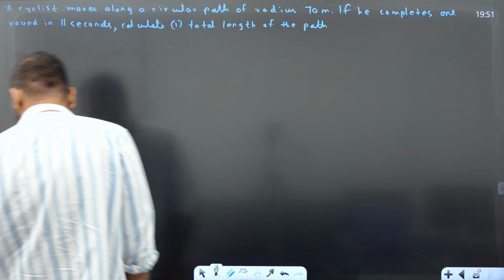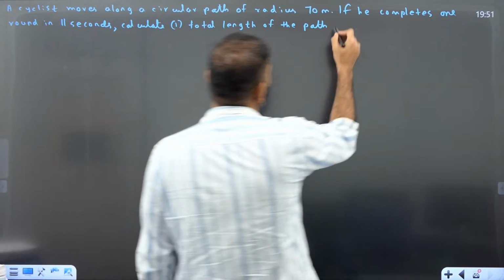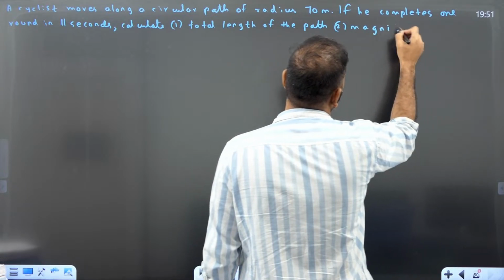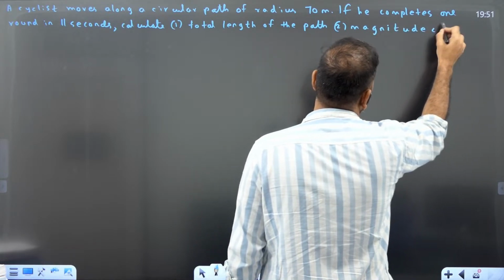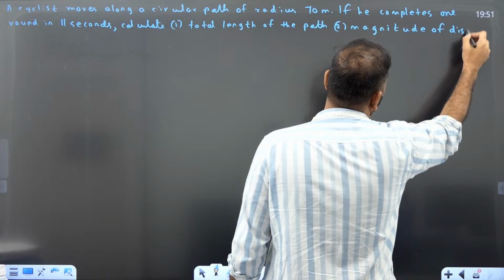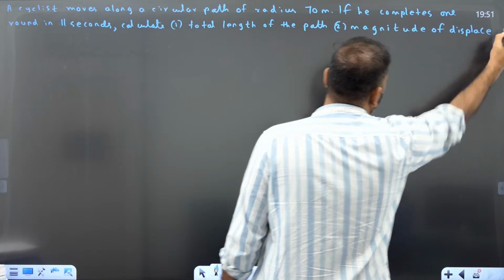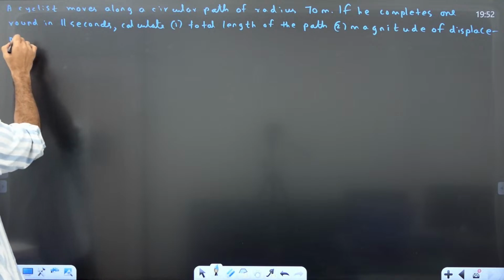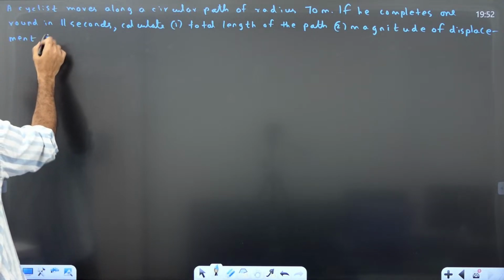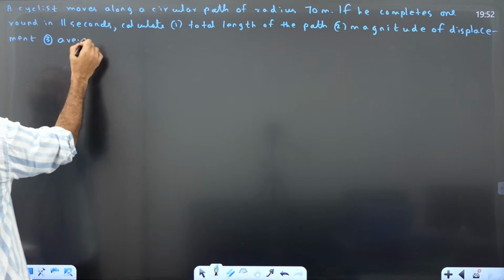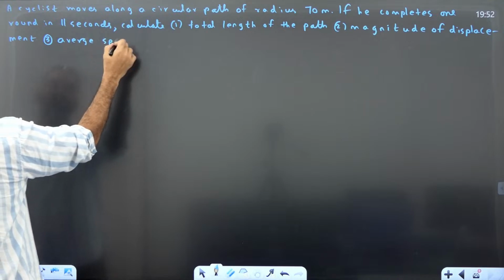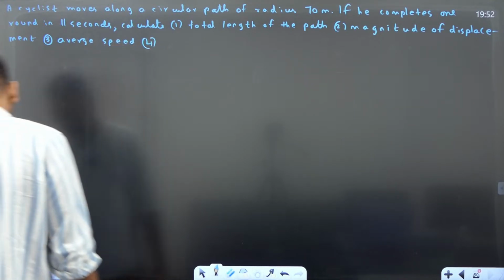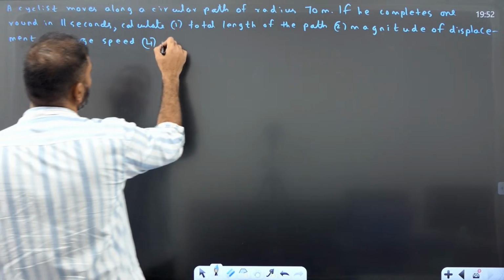Second one, magnitude of the displacement. Third one, average speed. And the fourth one, magnitude of average velocity.